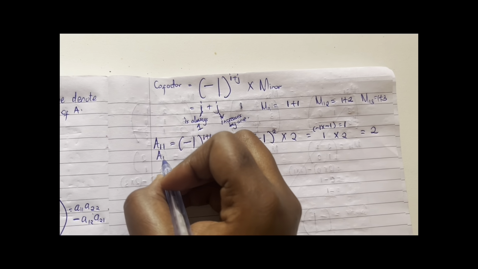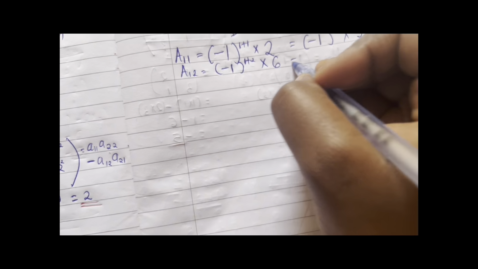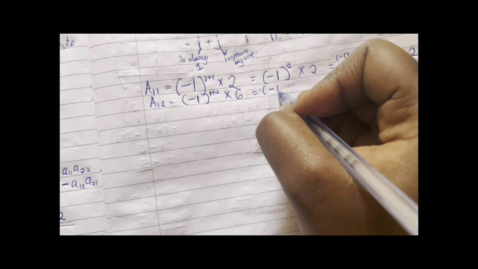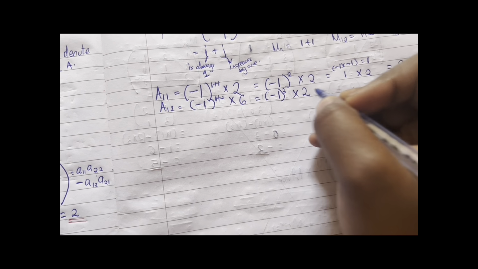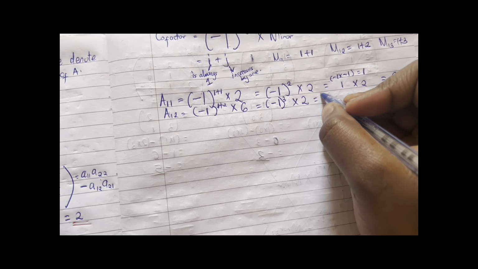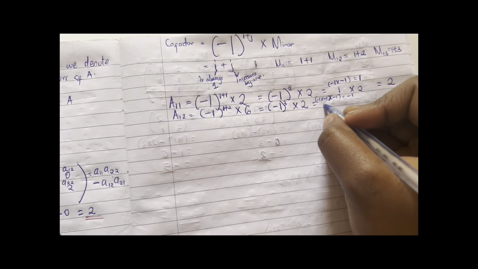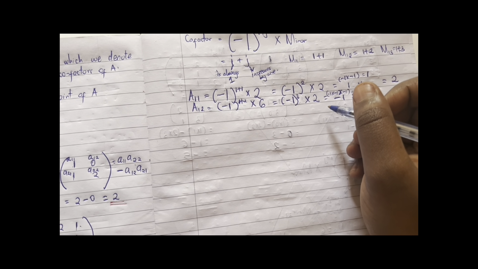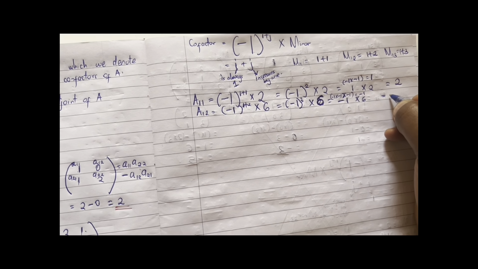Then we move to cofactor A12. Negative 1 power 1 plus 2 times our M12 of 6. So negative 1 power 3 times 6 is equal to negative 1 times negative 1 times negative 1. A negative times a negative is a positive, so times negative 1 again becomes a negative 1, times 6. Also I wrote 2 here, but it should be times 6. So you'll have a negative 6.